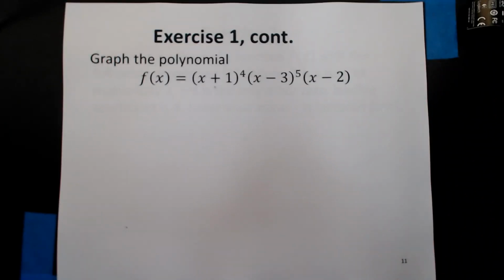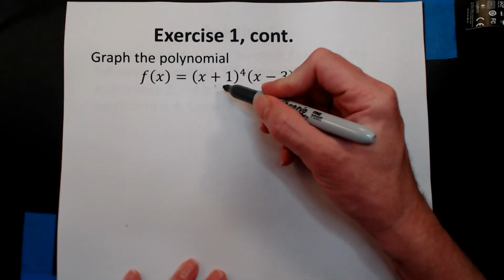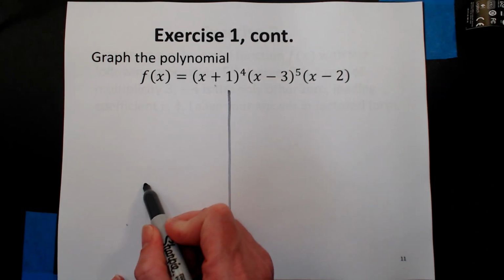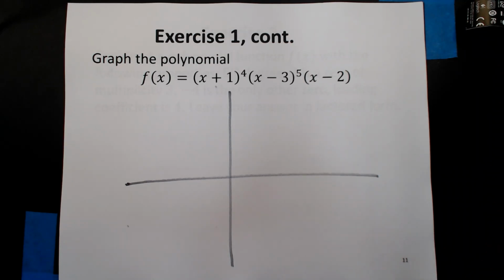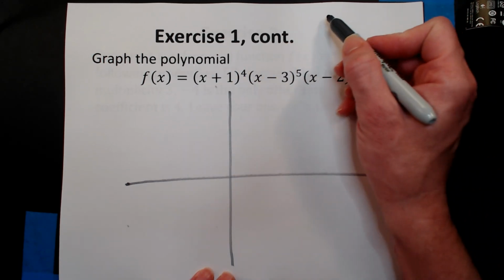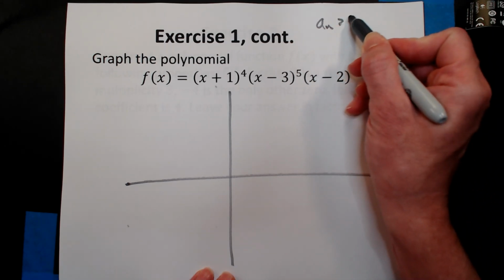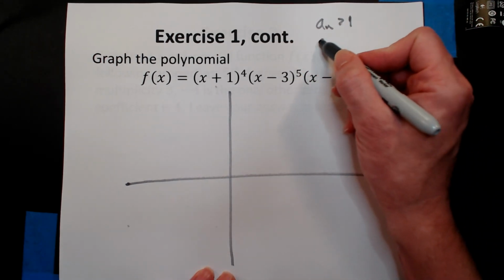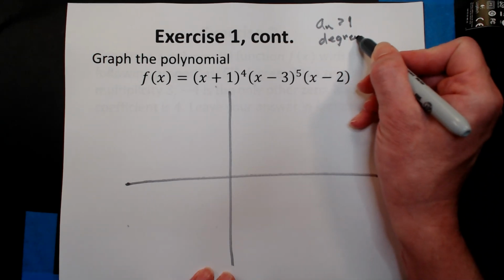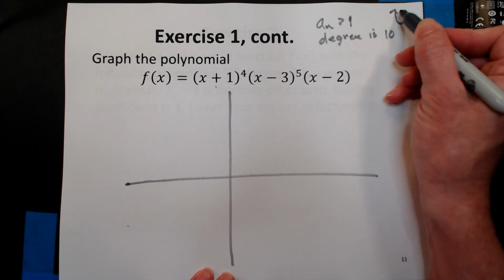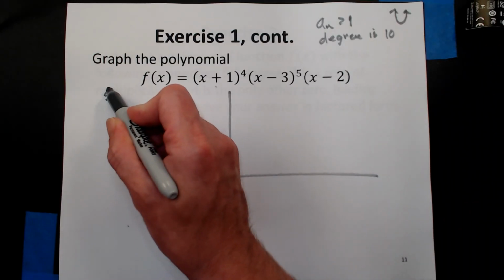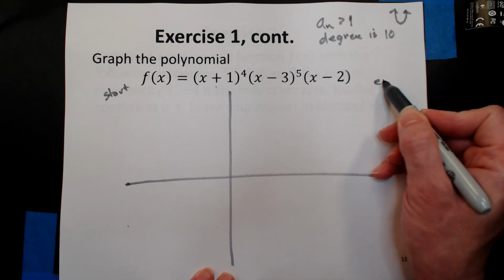So next it wants to graph the polynomial. So we're going to use all the information here, and we're going to graph our interesting points. The points we need, it's going to be 10th degree. So a sub n is positive 1, because if I multiply, its degree is 10. So that means it opens up like this. It has that shape. So I'm going to start over here and end over here.